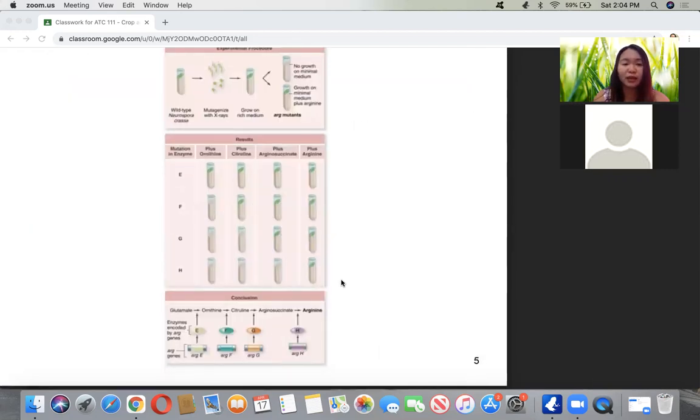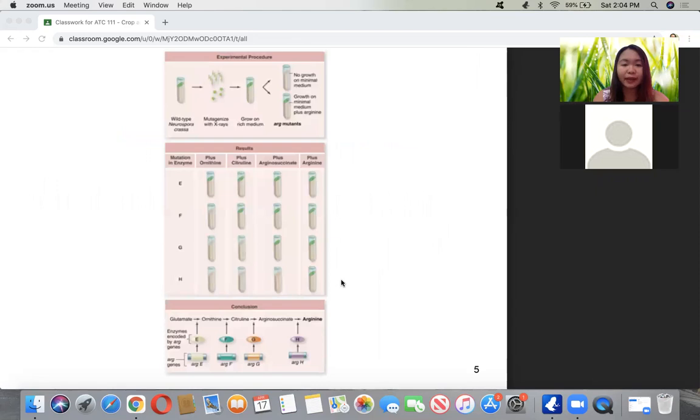So these are the experiments they did. They took wild type and used X-rays to mutagenize it, causing mutations, and then they grew them in a rich medium. One showed no growth on minimal medium. Another grew on minimal medium with arginine. So it means they are arginine mutants.